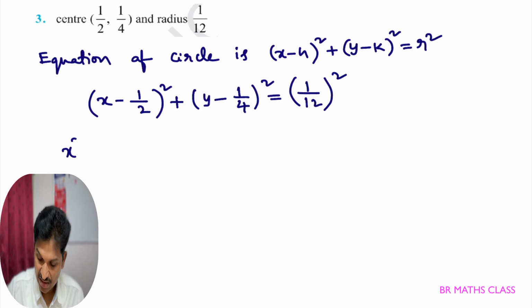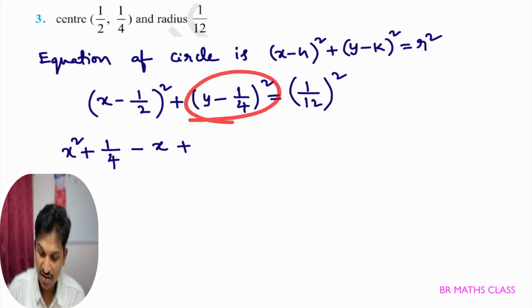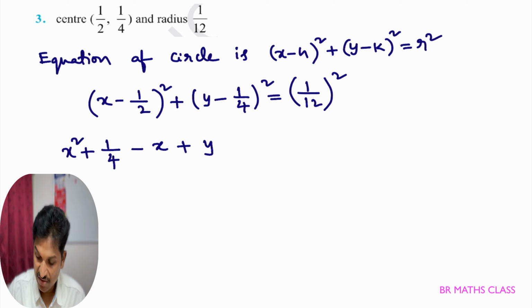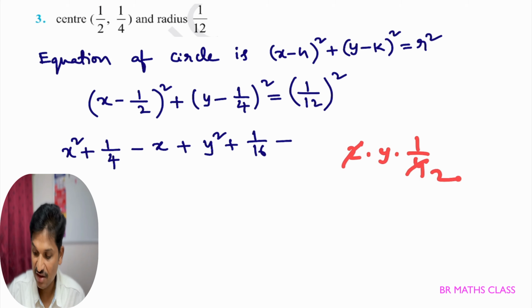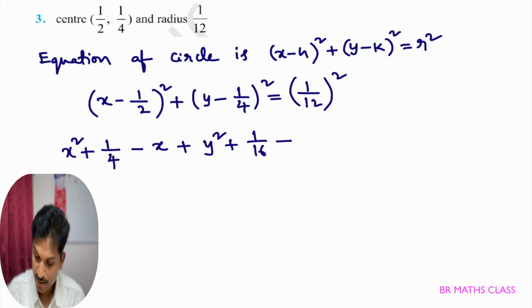You will get x square plus 1/4 minus 2ab, 2 into x into 1/2. The 2 will get cancelled, this is minus x plus. Now you expand this, what you will get? y square plus 1/16 minus 2 into y into 1/4, that is y/2, minus y/2, equal to 1 divided by 12 square, which is 144.